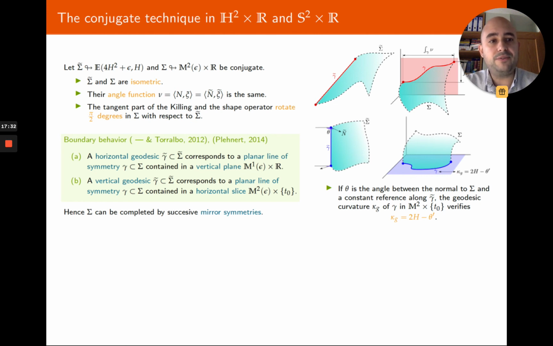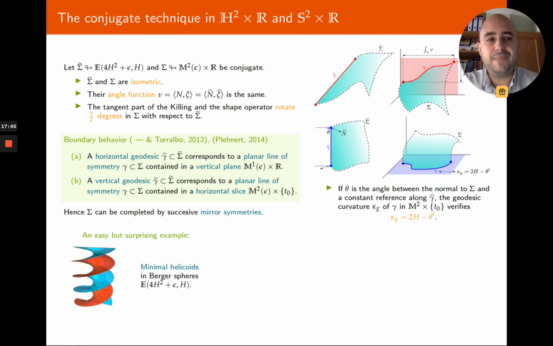So we just have to ensure that our initial surface is bounded by some geodesic polygon consisting of vertical and horizontal geodesics. Here I have one easy example, which is the case of minimal helicoids, the spherical helicoids in Berger spheres. In Berger spheres, we have a notion of helicoid in which we take a horizontal geodesic and we rotate and translate it along a vertical geodesic. It doesn't matter what the rotation speed is, this surface is always minimal.